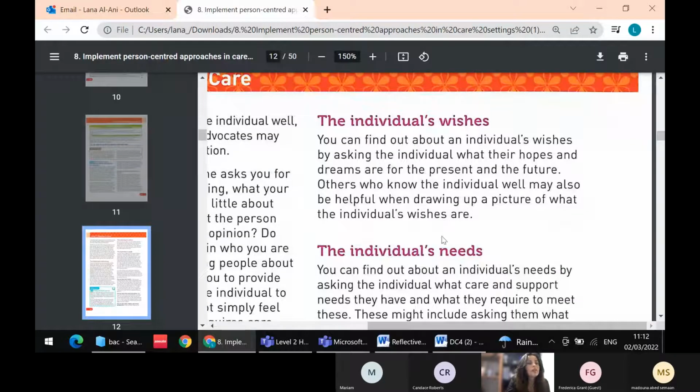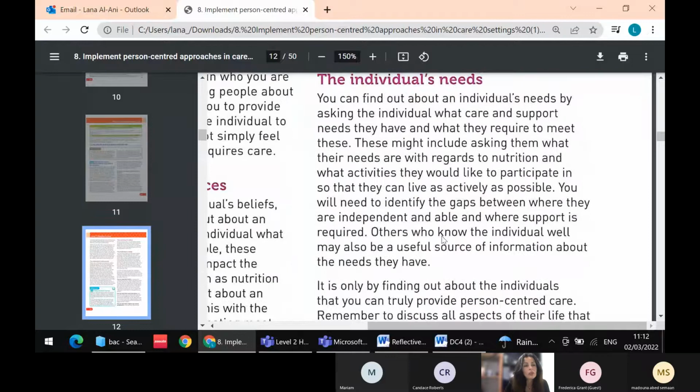Also their needs. How would I find out about their needs? I can get their needs by asking them as an individual, or maybe by talking to my colleagues as well. It might include asking them what nutrition they would like to have in their food, what activities they would like to do. All these needs I can get information about by asking the individual. Also, I can ask my colleagues if they've been working with these clients for a much longer time than I have.